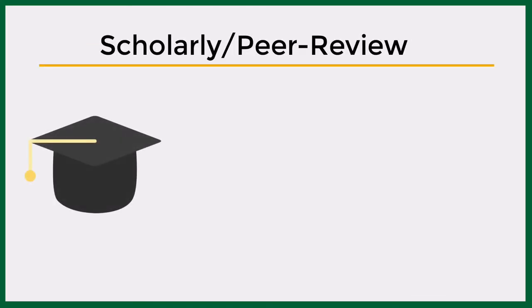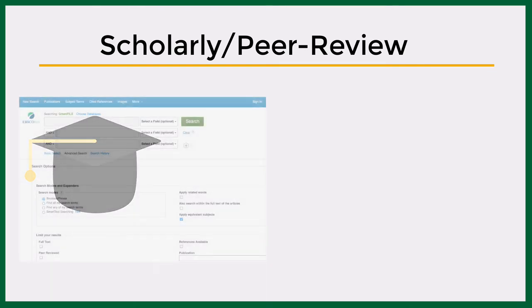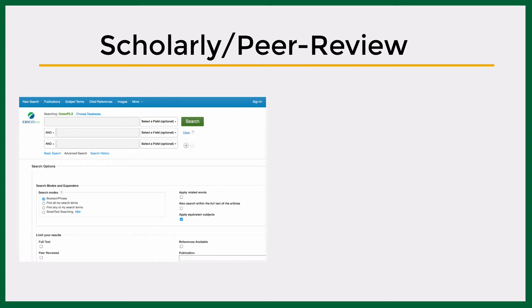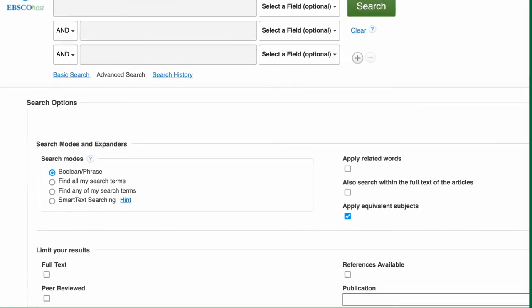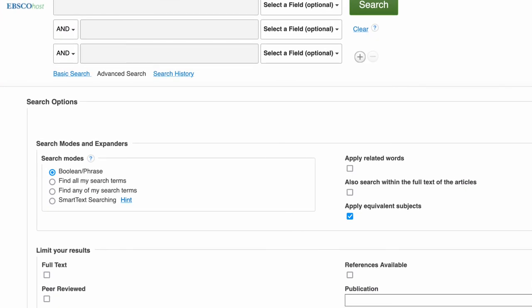If required to use scholarly or peer-reviewed sources, or if we want to find information involving research studies, we can search in a research database. Types of information found in a database include scholarly and non-scholarly articles, book chapters, government documents, and student dissertations and theses. Research databases have filters that allow exclusion of certain source types from the results. For example, when selecting the peer-reviewed filter, we will only retrieve peer-reviewed articles.